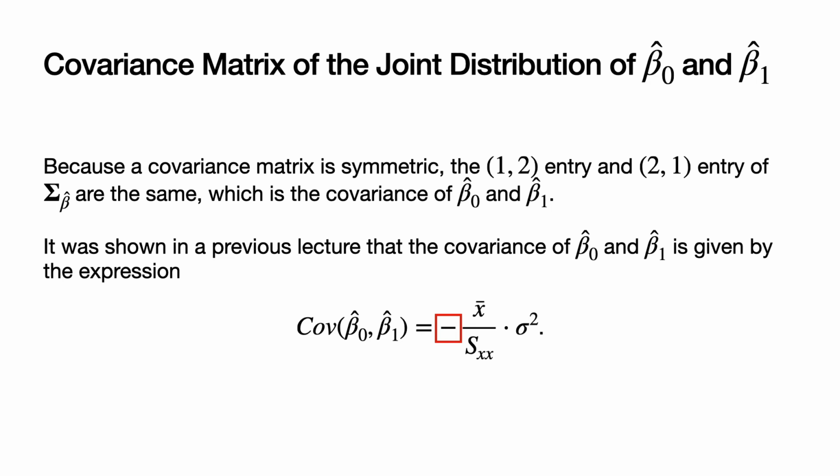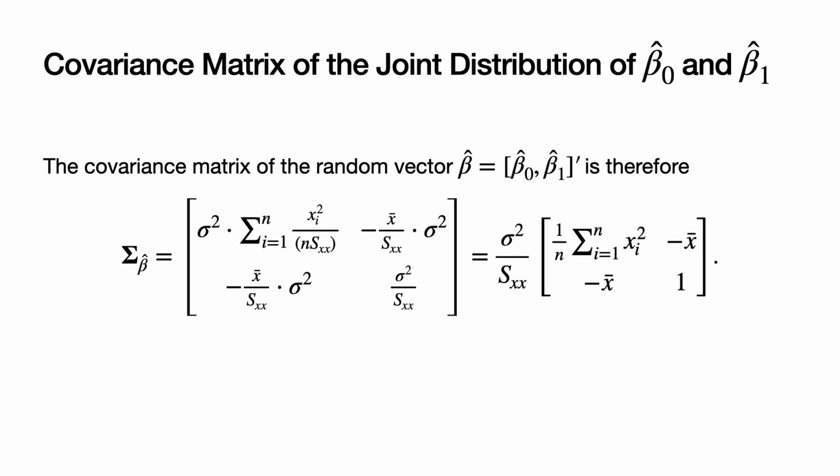Now putting all these results together, the covariance matrix of the random vector beta hat is therefore given by this 2x2 matrix. And you can see here that we've expressed it two ways. In the second form, we've pulled out sigma squared over s sub xx.